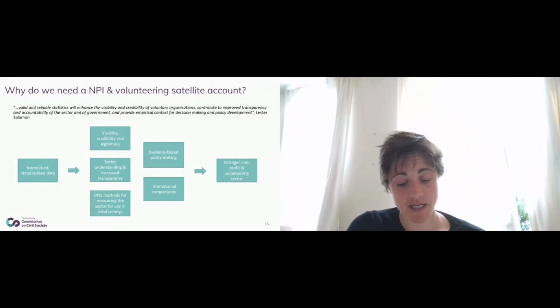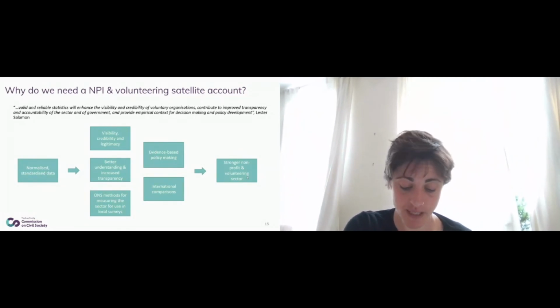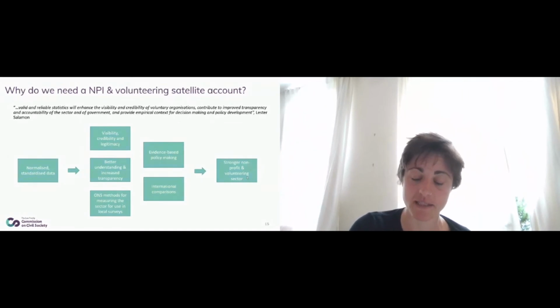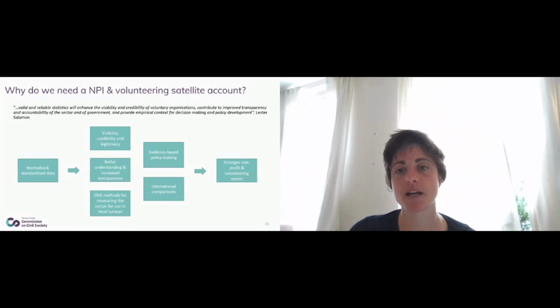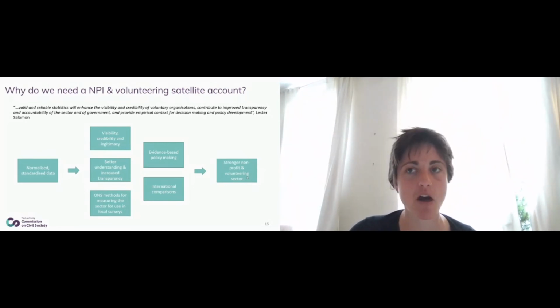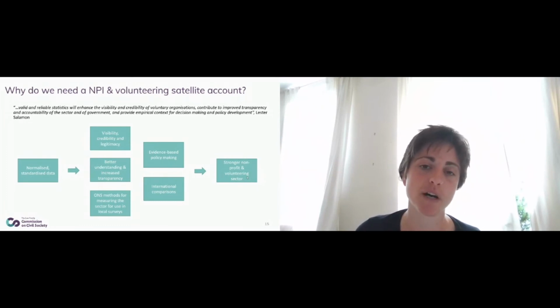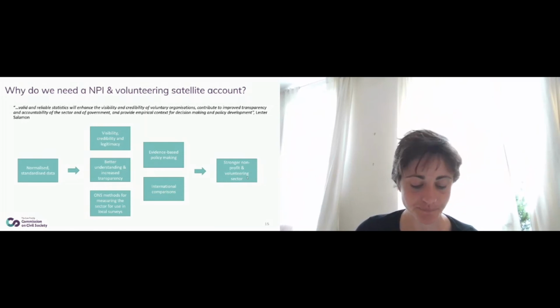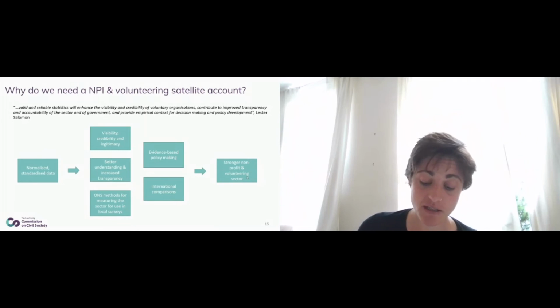So in a way, an NPI satellite account is a means to an end. And while one of those ends is insight and evidence for policy, another is more accurate national statistics. So this is about normalising and standardising data about civil society. And that is a really important element of this: having the ONS, the UK statistics agency, developing and owning measurements of the social sector in the UK. And that will naturally, therefore, contribute to visibility, credibility, and legitimacy for the sector.